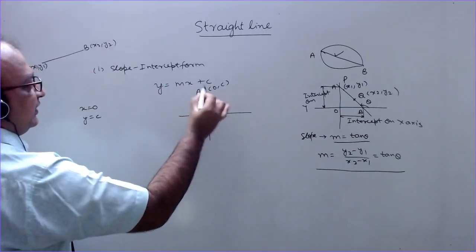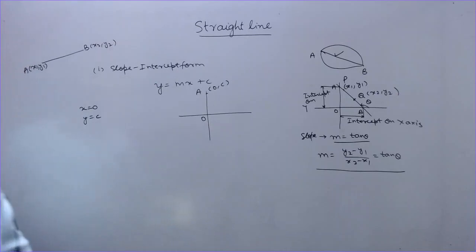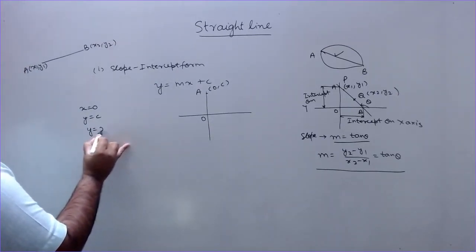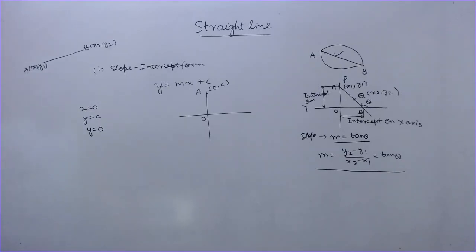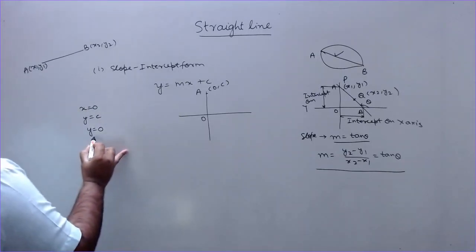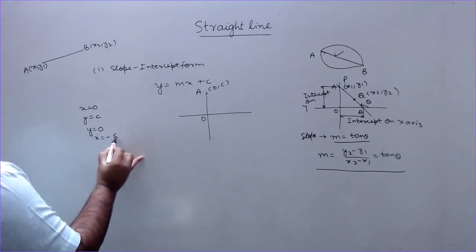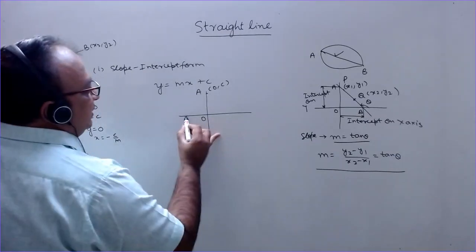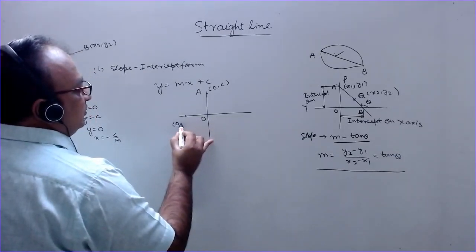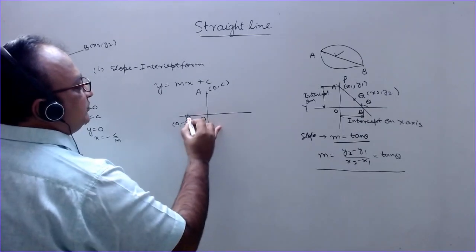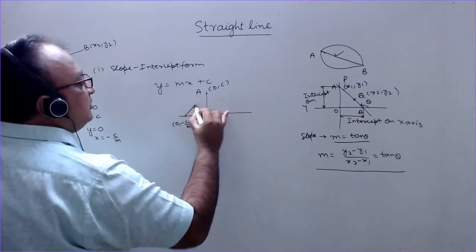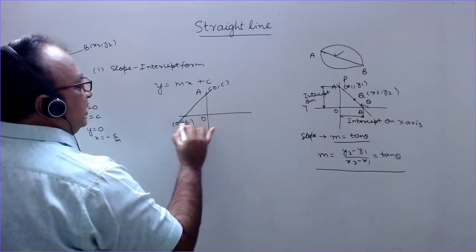Suppose this point is A. This is origin, and if you put y equal to 0, that means the line is cutting x-axis for y equal to 0. This gives you x is minus c by m. So this point is 0 minus c by m. So you can join these and the line looks like this. This is point B.